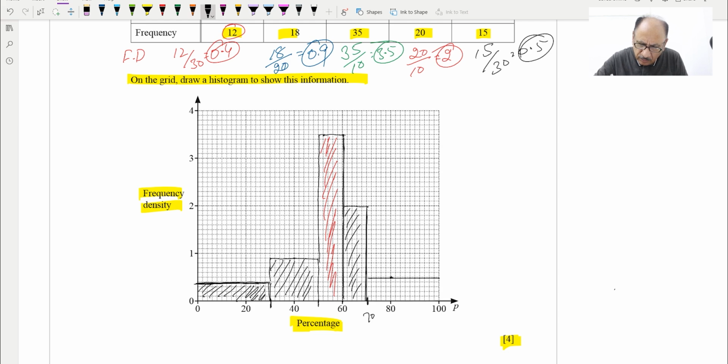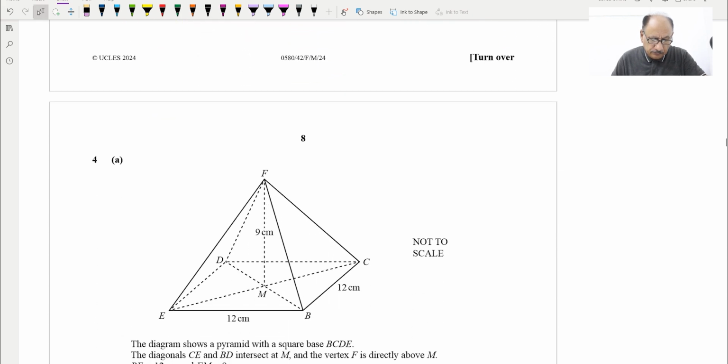Carefully you have to do everything. So this will be the histogram. This is done. In the marking scheme they have given a slightly different answer, but this is the correct one. Hopefully you understand this. This is a 4 marks question.